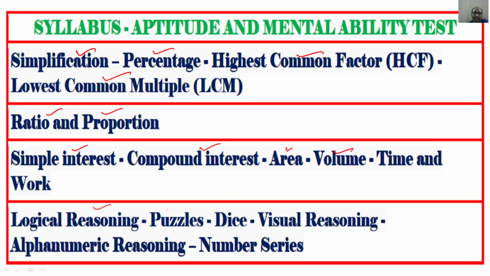Logical reasoning, puzzles, dice, visual reasoning, alphanumeric reasoning. Yes, alphanumeric reasoning was there. Number series was not there. So it's not compulsory that a question will come from each and everything, but yes, from the maximum of the syllabus they have given, some questions are being touched and given.